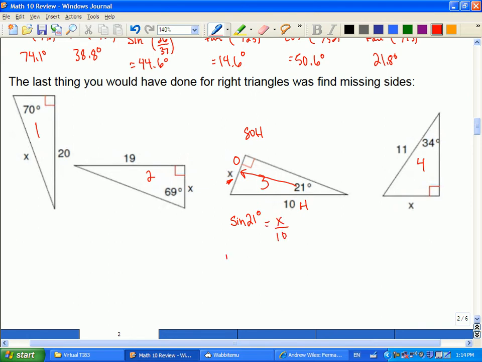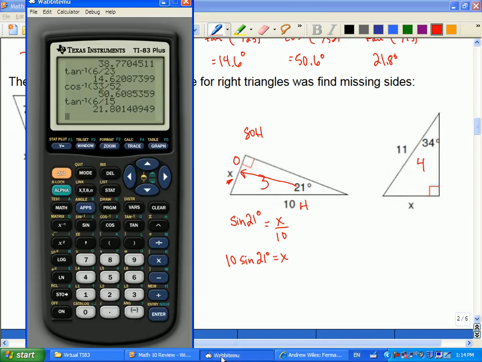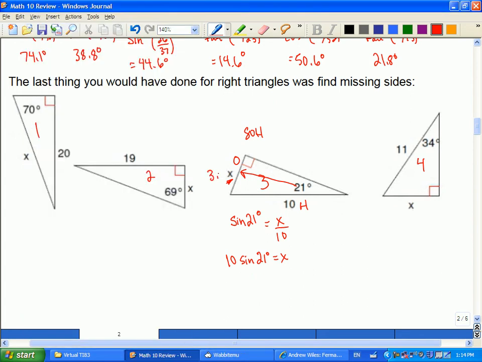Now we rearrange this. 10 times the sine of 21 is x. And let's see here. So 10 times the sine of 21 is 3.6. So I will do the other 3 very rapidly, but I would like you to spend the next 5 minutes with your neighbor working out any 2 you want. Okay, make sure you and your neighbor agree.